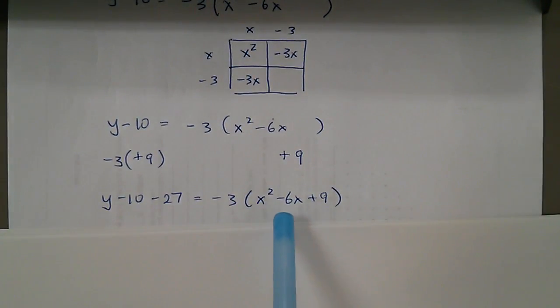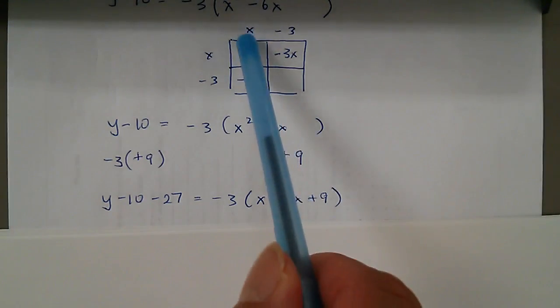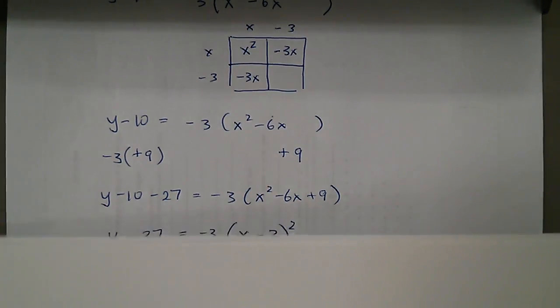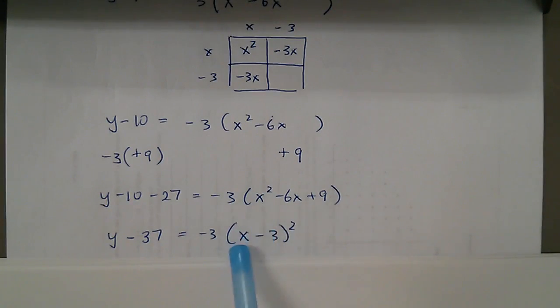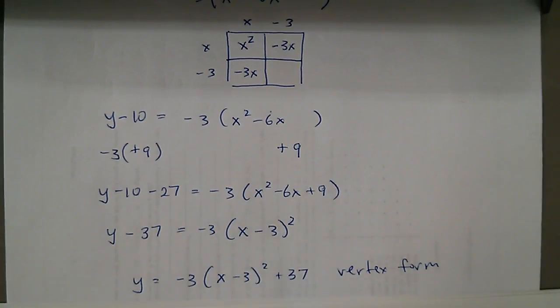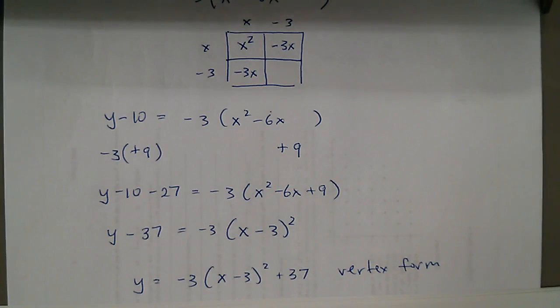At this point, we're ready to change this trinomial into a binomial square, and we saw that up here, x minus 3 times x minus 3. So we'll change the trinomial to x minus 3 squared. We'll add negative 10 and negative 27 to get negative 37. And the final step is to add 37 to both sides. And now we have y equals negative 3 times the quantity x minus 3 squared plus 37. And now we have the quadratic in vertex form.